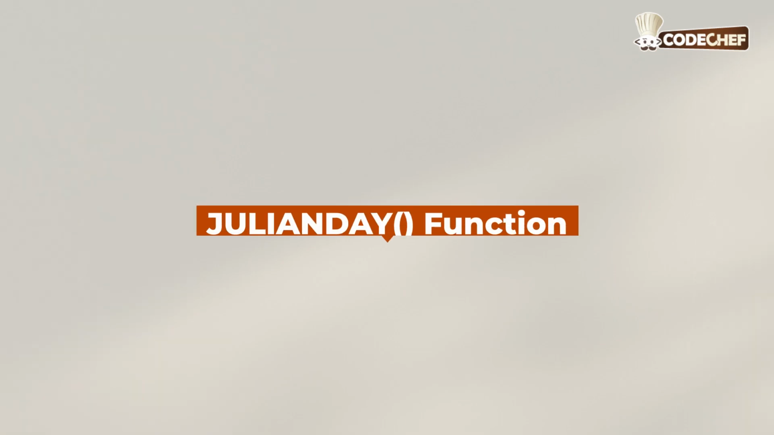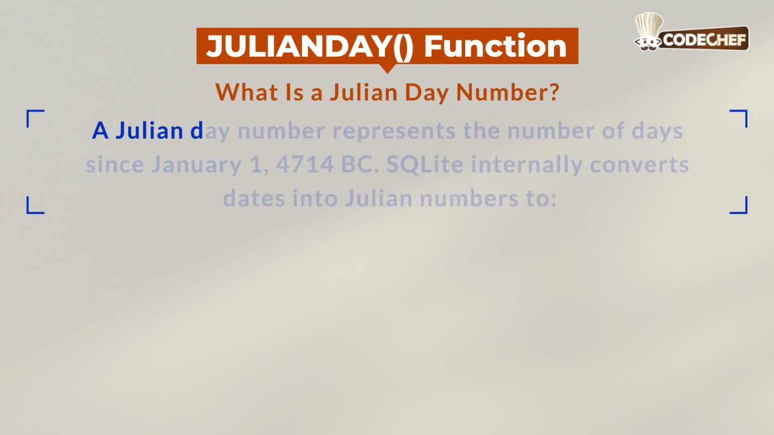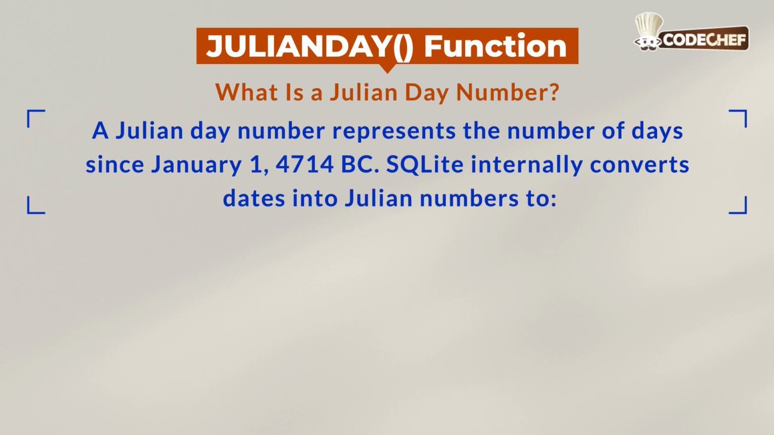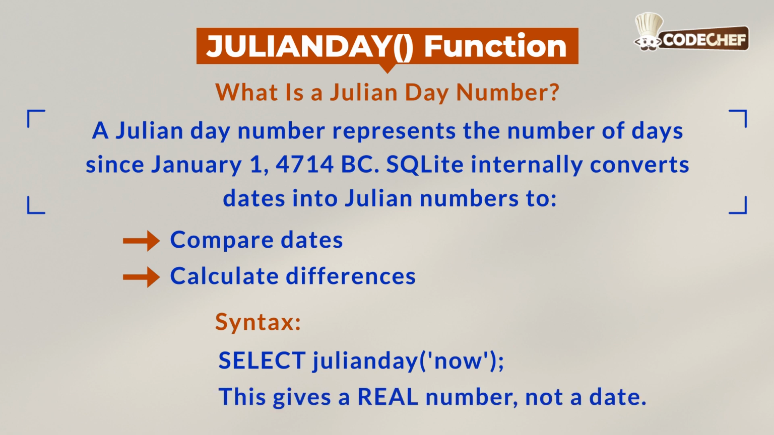JULIANDAY function. What is a Julian-Day number? A Julian-Day number represents the number of days since January 1st, 4714 BC. SQLite internally converts dates into Julian numbers to first compare dates and second calculate differences. Syntax is select julianday and then inside bracket 'now' in single inverted commas, bracket close and semicolon. So this gives a real number and not a date.